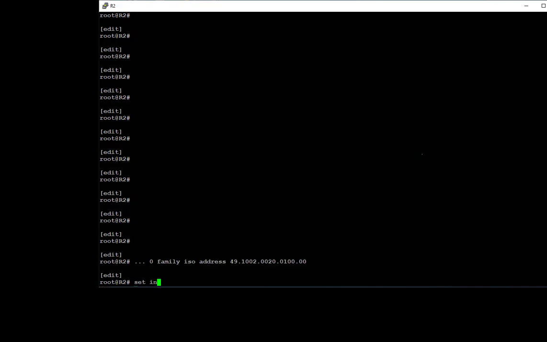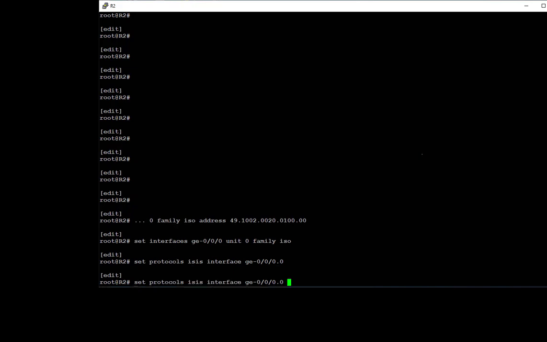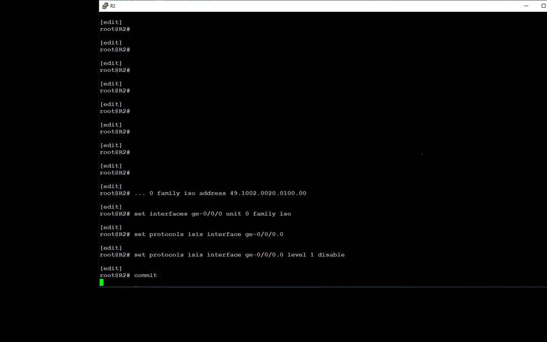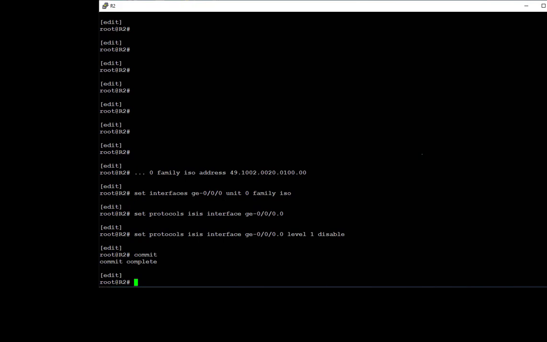Next, we're going to configure the interface, which is ge-0/0/0, the connected interface to R3, for family ISO. And in the third step, we're going to configure protocol IS-IS on the interface, which is ge-0/0/0.